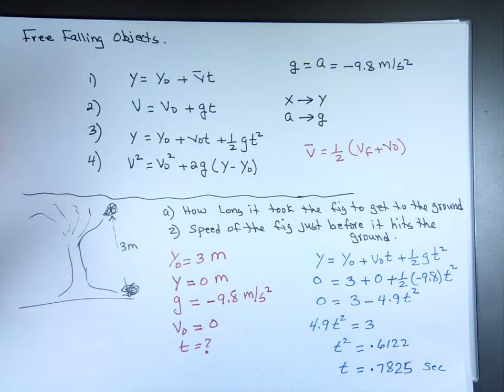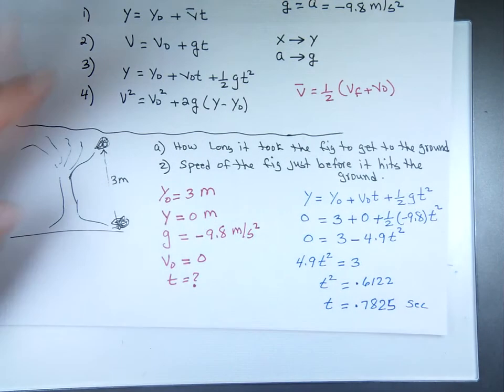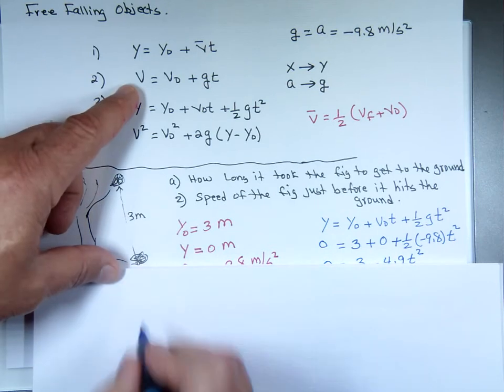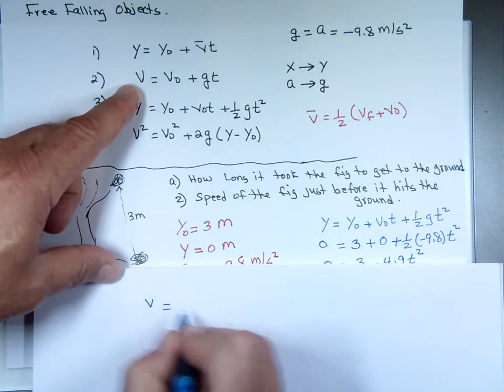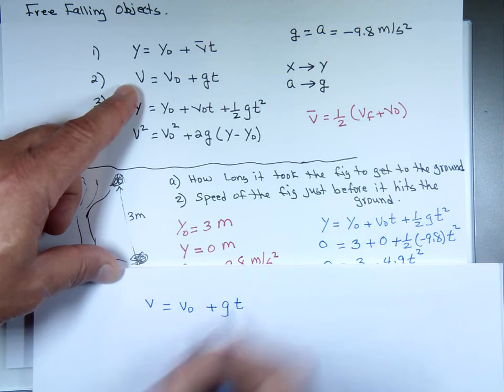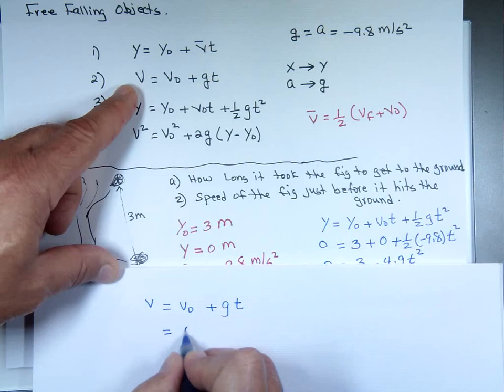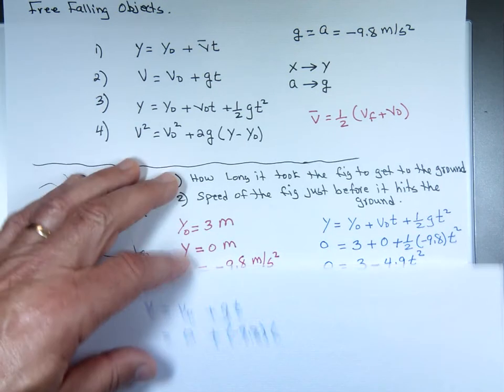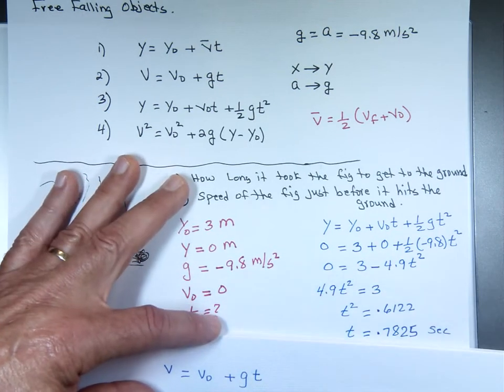Can we find out how fast the fig was going before it hit the ground? Let's see. I can use any of these equations. I can use velocity equals v0 plus gt. My initial velocity is 0. Gravity is negative 9.8. And the time is what? 0.7825.